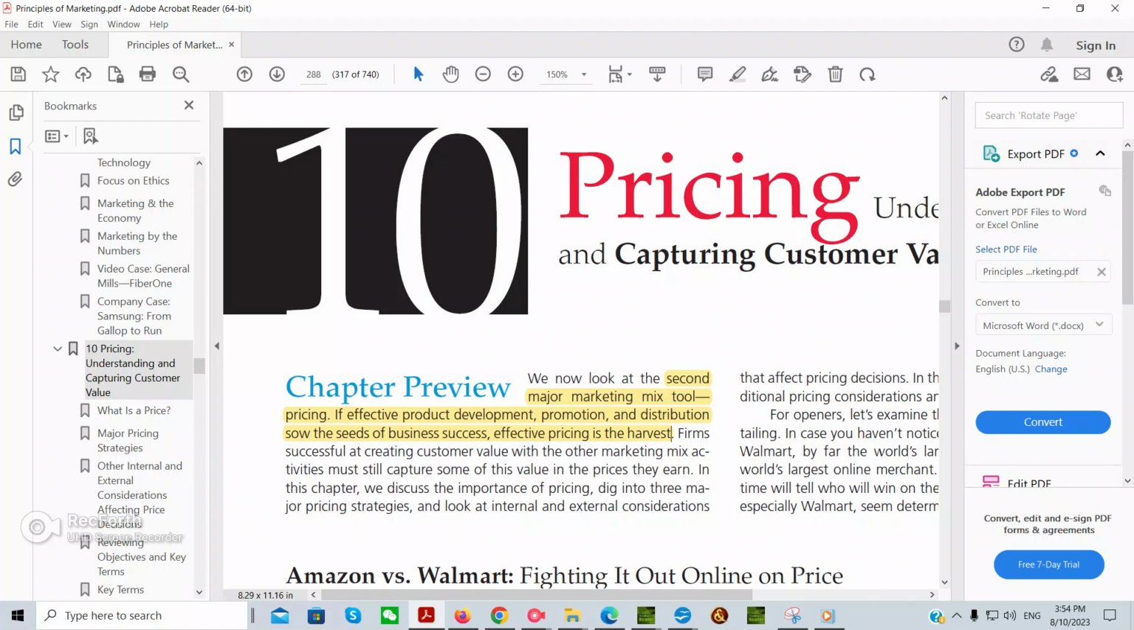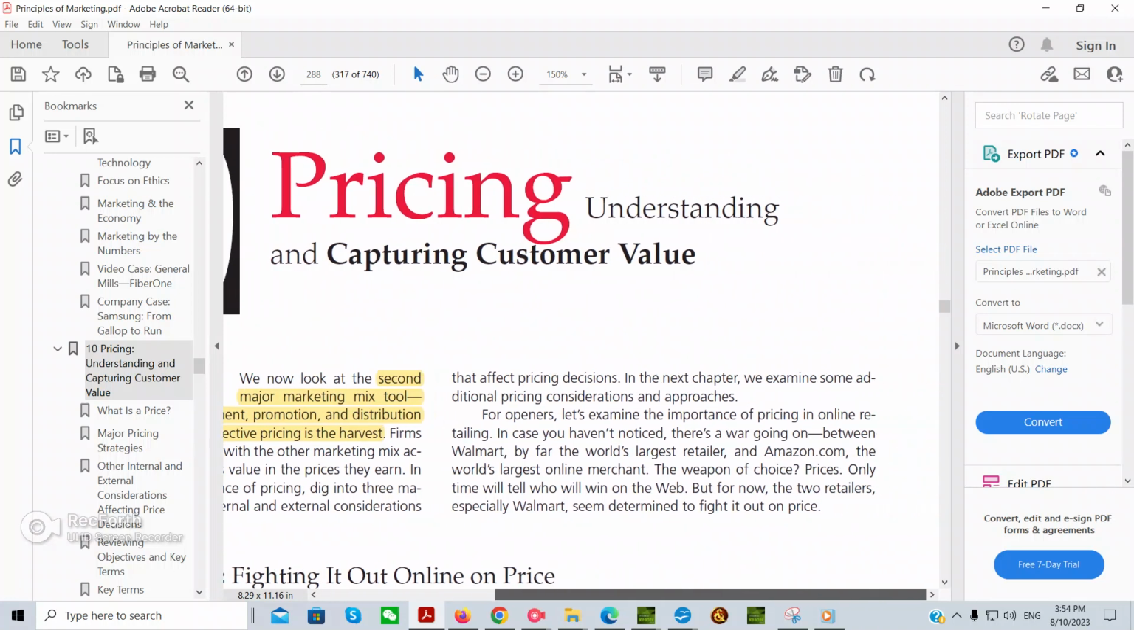And that's how it goes in terms of marketing value in that order. Firms successful at creating customer value with other marketing mix activities must still capture some of this value in the prices they earn. In this chapter, we discuss the importance of pricing, dig into 3 major pricing strategies, and look at some internal and external considerations that affect pricing decisions. In the next chapter, chapter 11, we'll examine some additional pricing considerations and approaches. Let's examine, for openers, as the book would say, the importance of pricing in online retailing. So we're going to talk about pricing and online retailing.